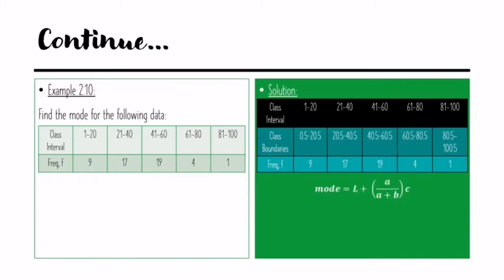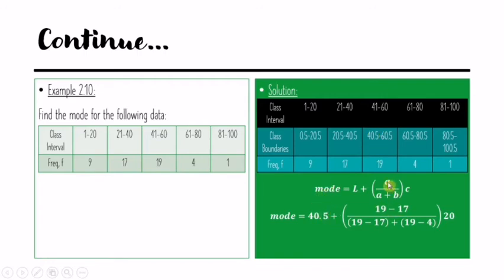Okay, so the mode. Let's look at the frequency. Here we have the highest frequency, which refers to 41 to 60. So obviously this is our modal class. Remember, this is our modal class. This is our formula. L is the lower boundary of the modal class. Our modal class is here, and the lower boundary is here, so 40.5 plus.